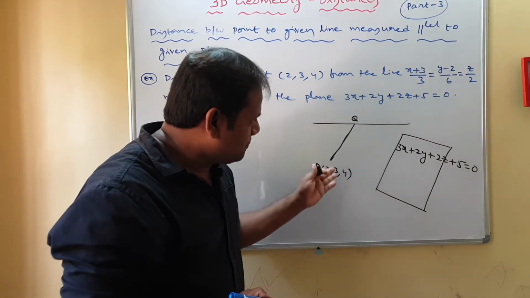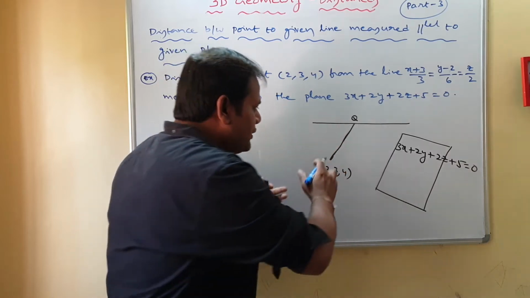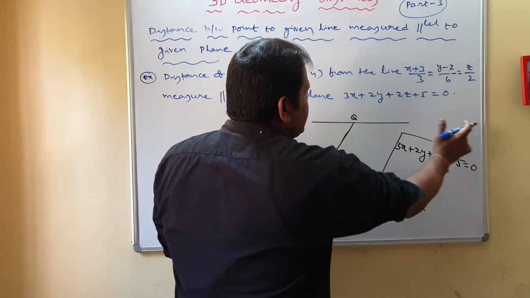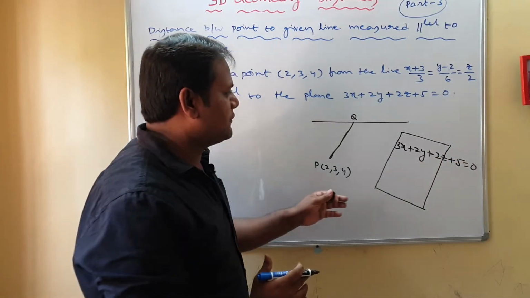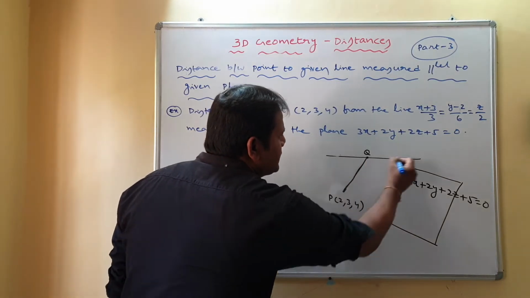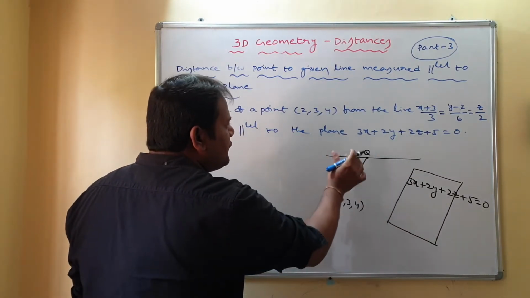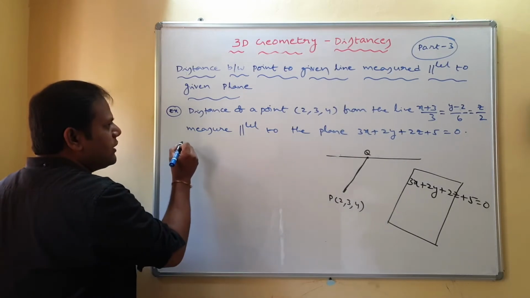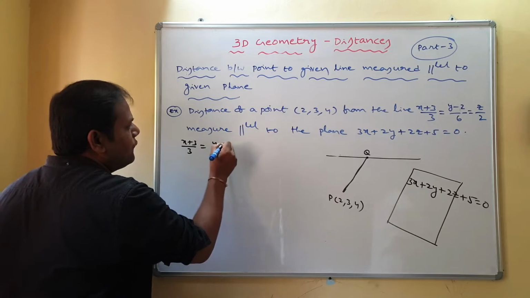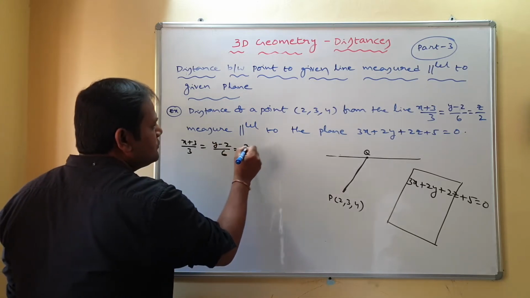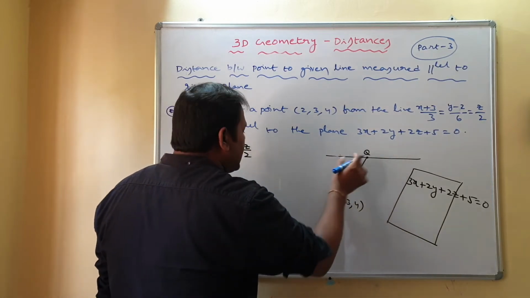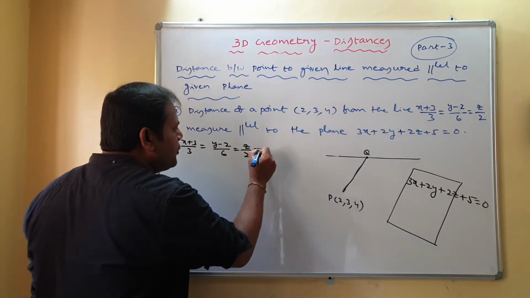Is PQ the perpendicular distance? No. We have to measure the distance which is parallel to the plane 3x plus 2y plus 2z plus 5 equal to 0. Here Q is a point on the line, right? So we find any point from the line. What is the given line? (x plus 3) by 3 equal to (y minus 2) by 6 equal to z by 2. So I am going to find any point on the line.